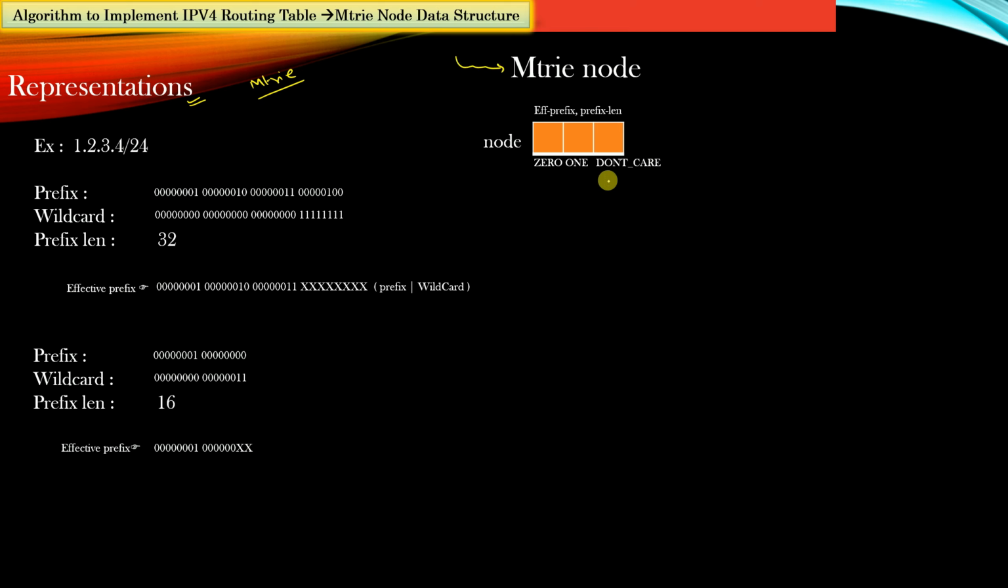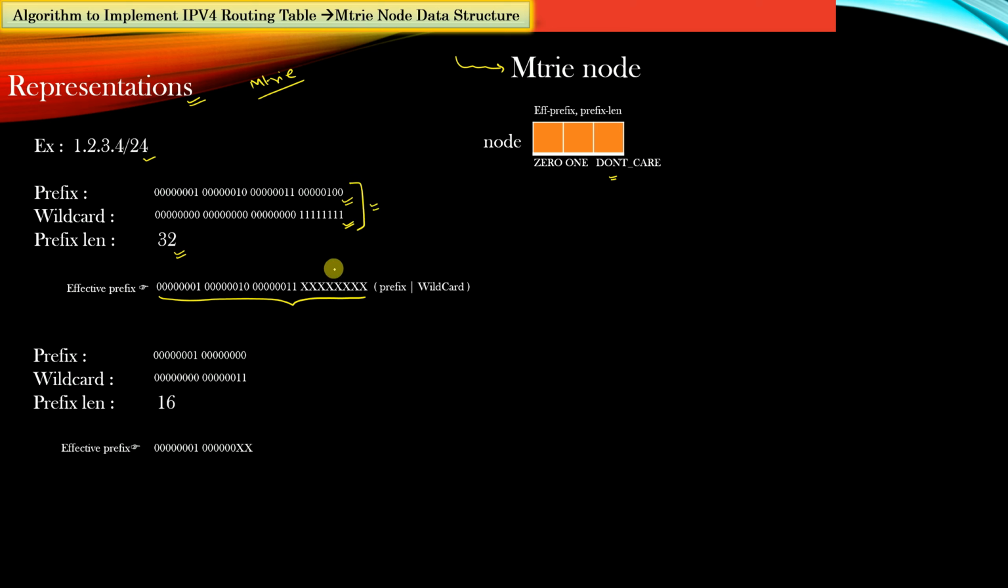Alright, so this is the diagram which shows a typical mtry node which will be used to store routes. Each node of an mtry is going to store a route. Let us discuss with the help of an example how each node in an mtry will store information. Let us suppose that we have a route 1.2.3.4/24. We will express this route in terms of prefix and wildcard. And obviously for IPv4 routes, the prefix len is 32. So following is the effective prefix that we will derive from the prefix and wildcard combination.